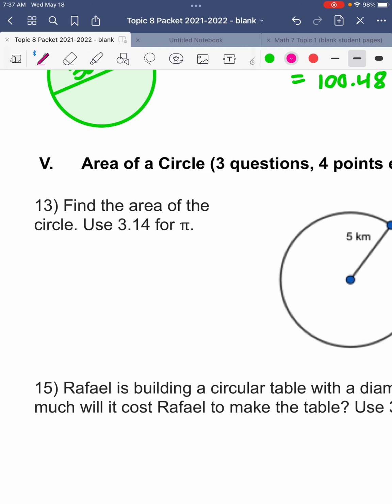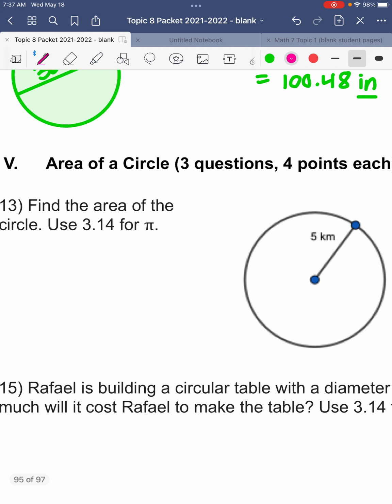So find the area of the circle, use 3.14 for pi. Well, why is 5 kilometers important? Well, that line goes from the outside edge to the center. It doesn't go all the way through, so I know that that is my radius. So I'm going to use that in my formula. So area is pi times the radius squared.